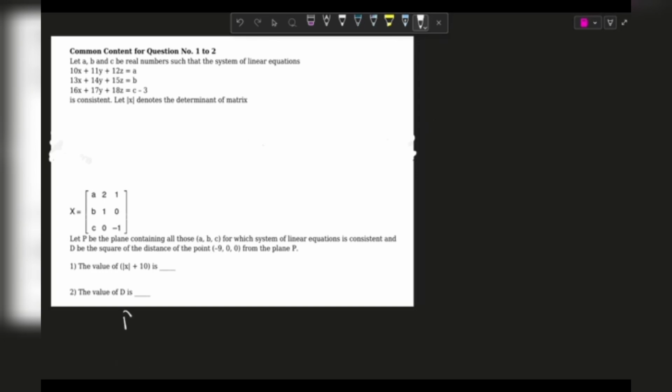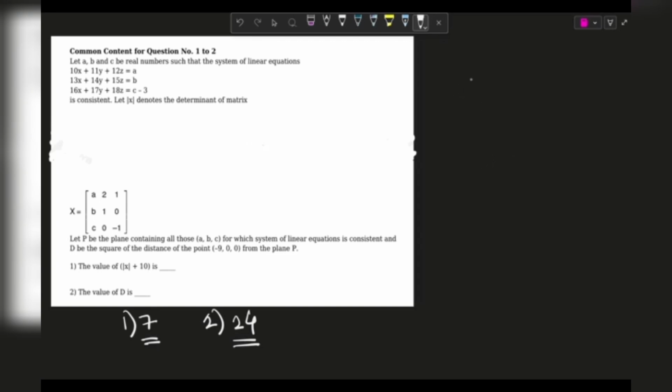For part 1 the solution will come out to be 7, and for part number 2 the solution will come out to be 24. So these are the two solutions. So now if you want, you can pause the video and try it once. I will wait for a few seconds. Okay, so now I am starting off.